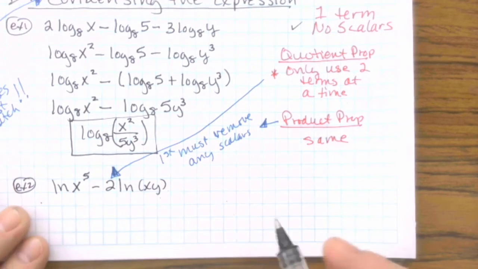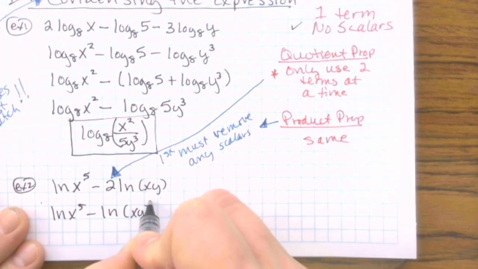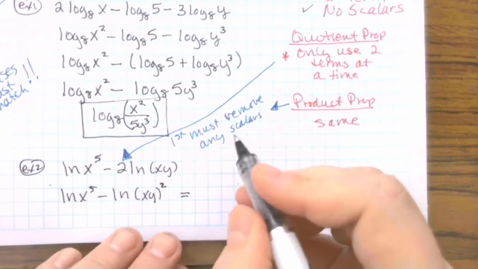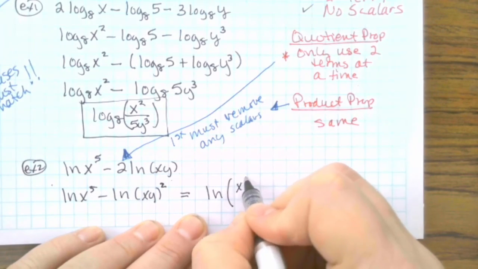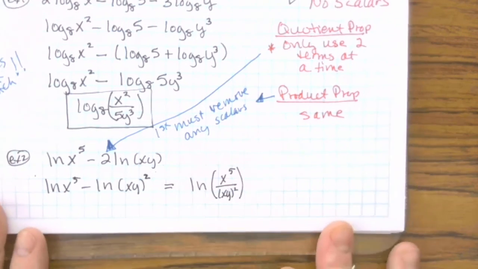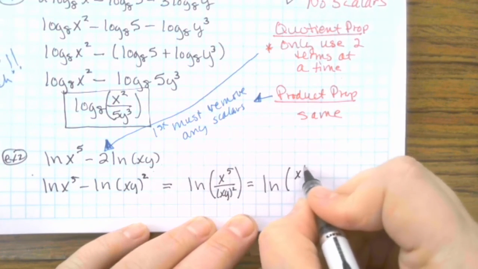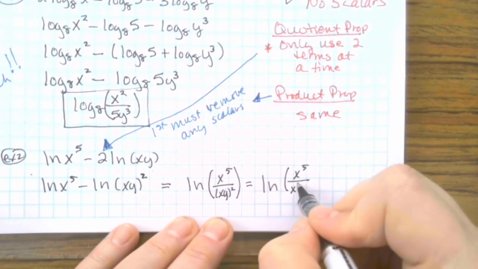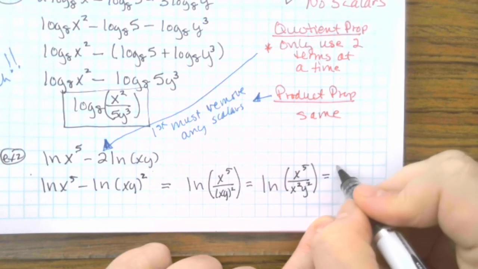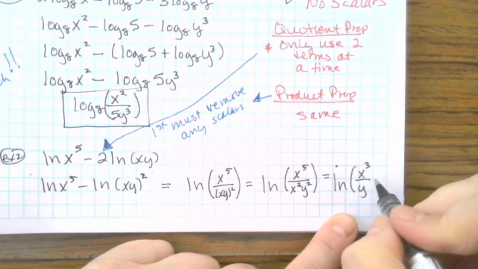So we're going to move that 2. So natural log x to the 5th minus natural log of xy to the power of 2. Now I can use my quotient property. It's going to be natural log of x to the 5th over xy squared. Now you've got x's top and bottom. You need to take care of that by simplifying. So this is x to the 5th, and on the bottom, when I distribute the 2, it's an x squared y squared. I can eliminate 2 of the x's, and I get natural log of x cubed over y squared.